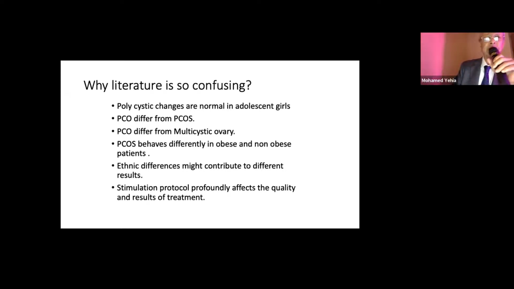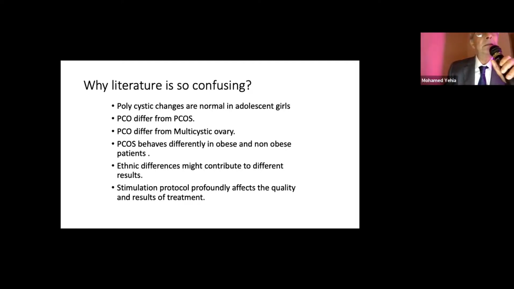Why is literature so confusing about polycystic ovary? First, because polycystic changes are normal in adolescent girls, so we can't really say that this is abnormal. Polycystic ovarian morphology or polycystic ovary differs from polycystic ovarian syndrome. Polycystic ovary differs from multicystic ovary. Polycystic syndrome behaves differently in obese and non-obese patients, and we have just listened to Professor Calvari speaking about that. They are totally different patients, different categories, different etiology, and even different response.